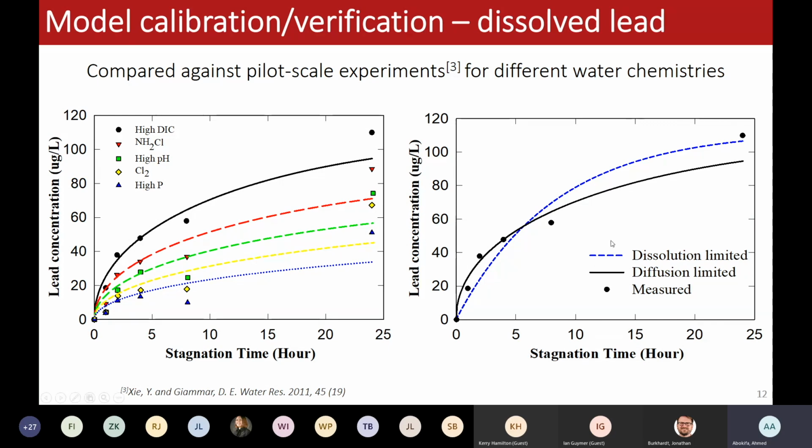We basically compared the results of the dissolution limited model against the diffusion limited model. And we found something very interesting. We actually saw that the diffusion limited model gives pretty good predictions for the first almost 10 hours of the stagnation period, whereas the dissolution limited model gives better predictions for the longer term or for longer stagnation periods, particularly the 24-hour stagnation point.